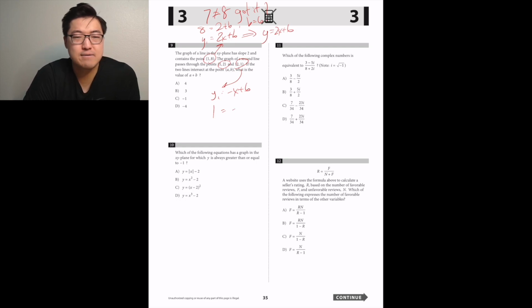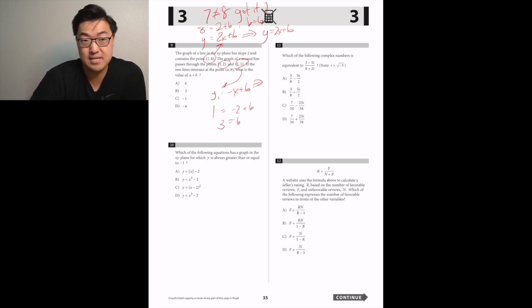Okay, next one. The graph of a second line passes through those points. The two lines intersect. What's the value of that? So we have to find the slope first. So y2 minus y1 over x2 minus x1, 1 minus negative 1. So it's going to be y equals negative x plus b, and then once again you can plug in one of the points to figure out what the y-intercept would be.